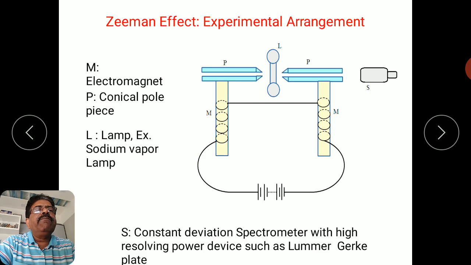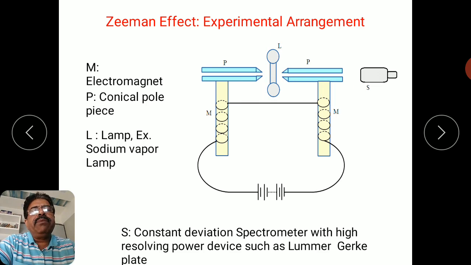So these strong electromagnets will magnetize these particular conical pole pieces, and they will form a strong magnetic field along this particular direction. But if you see the pole pieces, they are centrally bored along the axis of these pole pieces. There is a bore. So they are bored centrally along their axis, and in between these two pole pieces you can see L.